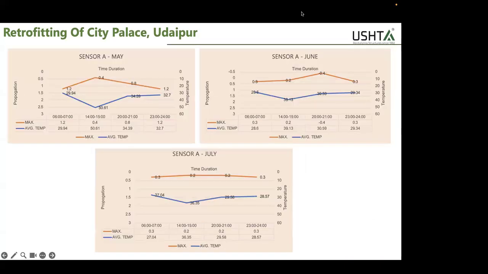Hello. Can you identify whose mic phone is on? I think Satish sir is there. I think his phone is on.